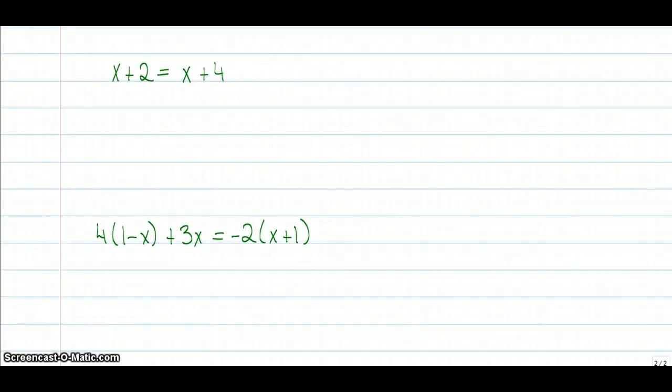Now I have x plus 2 is equal to x plus 4. So the first thing I'm going to do, okay, well, no like terms to combine. I'm going to subtract x from both sides. So now I get 2 is equal to 4. Well, I know that can't happen, so I know that this one is no solution.